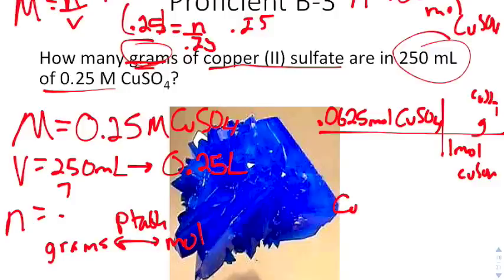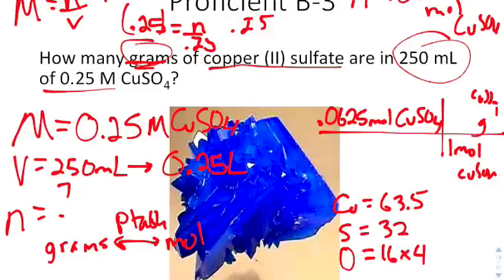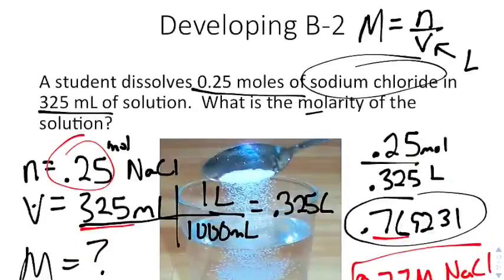So you would say copper is 63.5. You would say the sulfur is 32. And you would say oxygen is 16, but there are 4 of them. So whenever you multiply this out, you get 63.5 plus 64 plus 32, and you end up with 159.5. So now moles of copper sulfate is going to cancel out, and I'm going to be left with 159.5 times 0.0625. When you do that in your calculator, you get 9. We have to go to 2 significant figures at this point, so it would be 10 grams CuSO4.